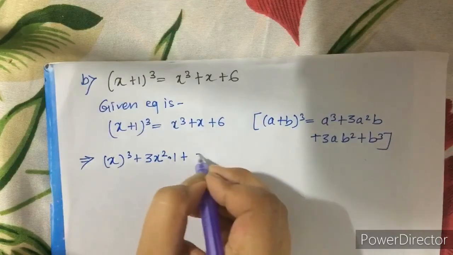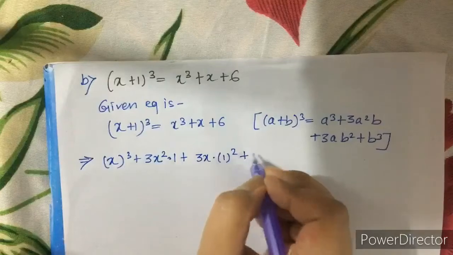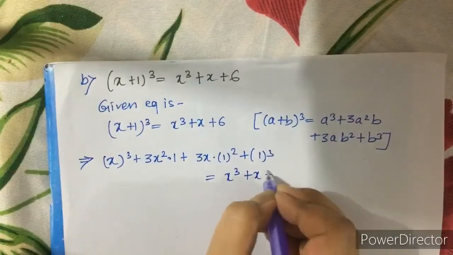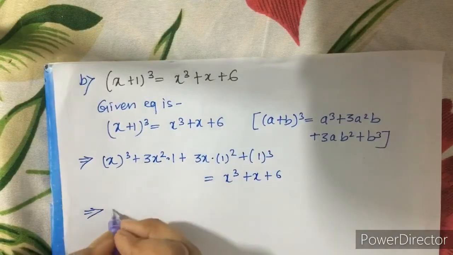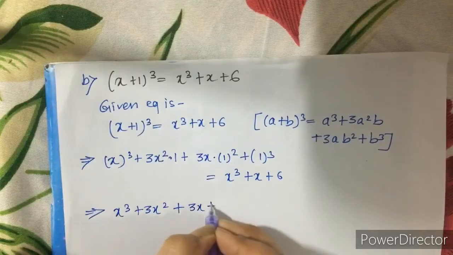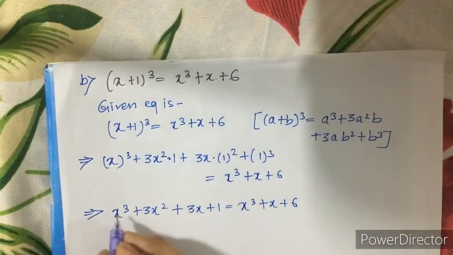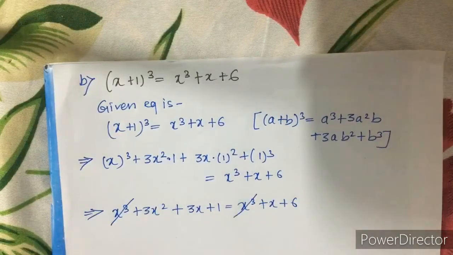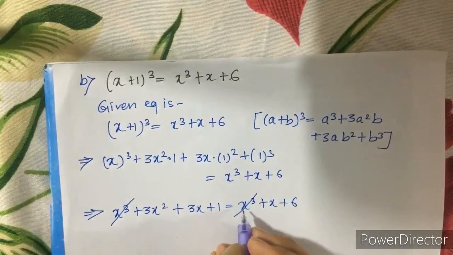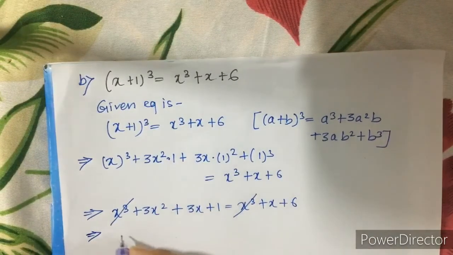into 1 plus 3x into 1 square, and then 1 cube will be equal to the, write down the RHS. Now this will become x cube plus 3x square plus 3x plus 1 is equal to x cube plus x plus 6. x cube and x cube will be cancelled, because if you take the value to the LHS it will become negative, and we will write it on the left hand side.